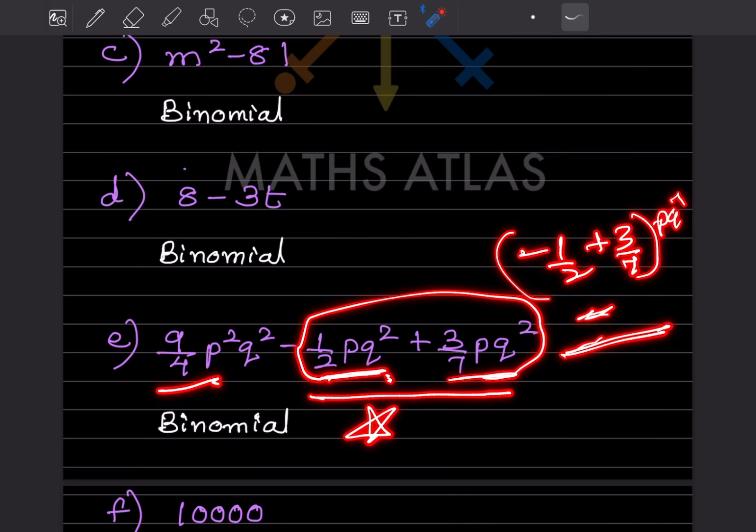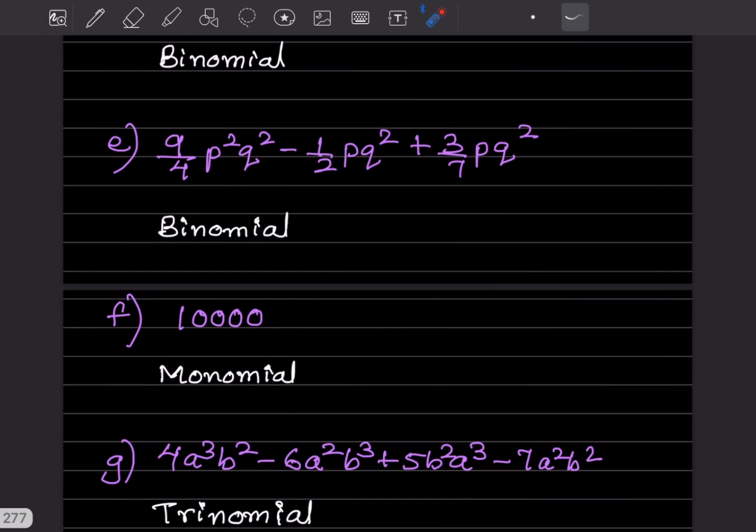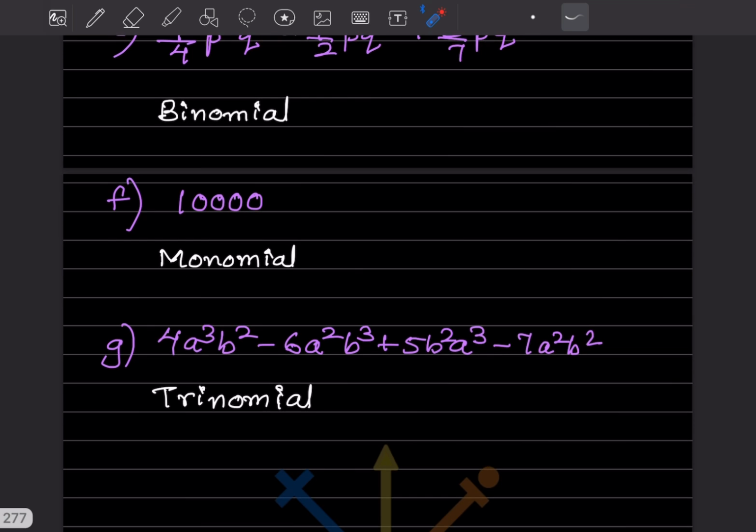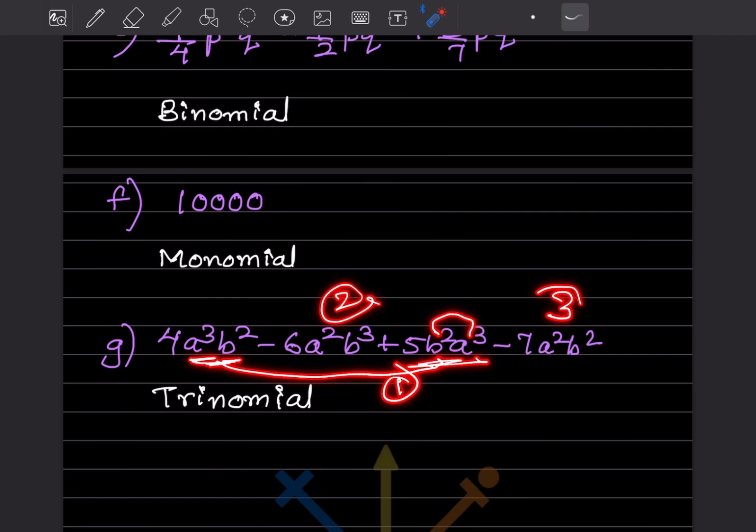Now this is just one, so monomial. Here we have written trinomial. What is the reason? Here you have a cube b square, and here also a cube b square. So this is going to be considered as 1. Then this is the second and this is the third term. So that is 3 terms, which means trinomial.